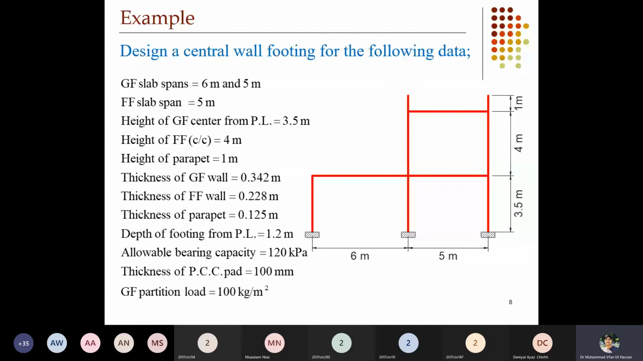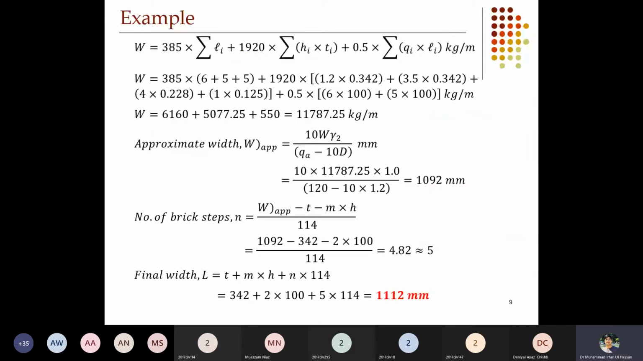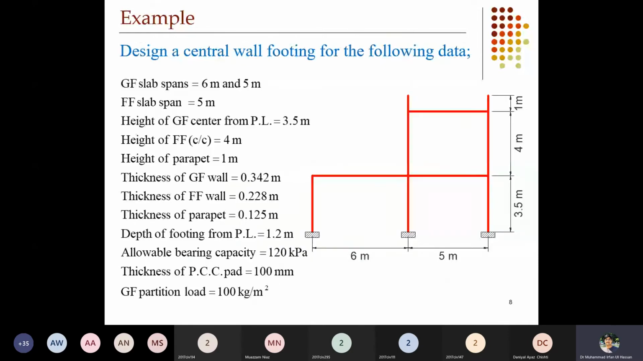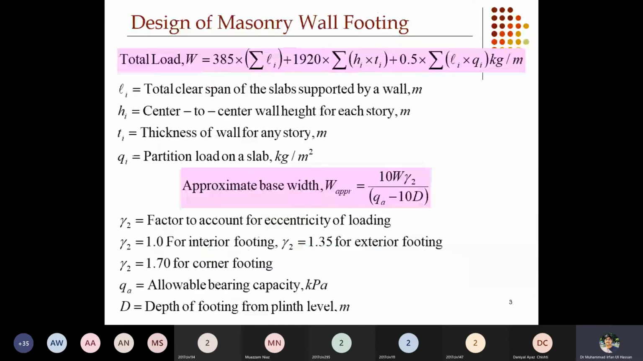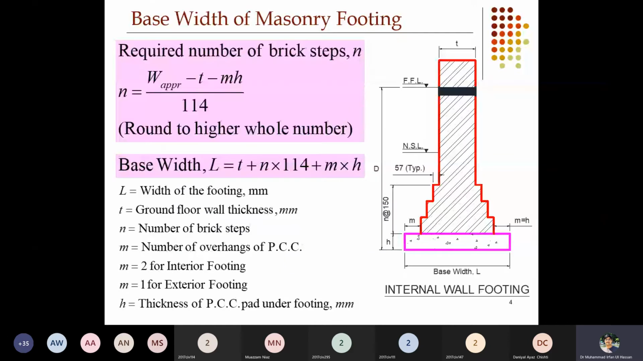So all these values are given: ground floor slab, the span of the slab, height of the wall, thickness of the wall, depth of the footing, allowable bearing capacity, and partition load. Now you can compute, as I have told you, the first step is to compute the load, next step is to compute the base width, next step is to compute the number of steps, and then revise the total base width.